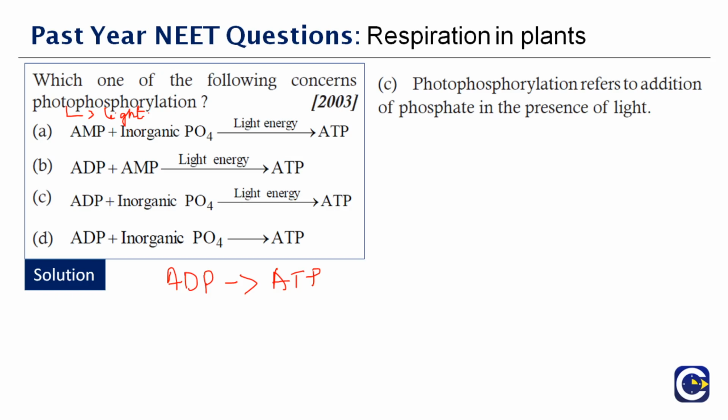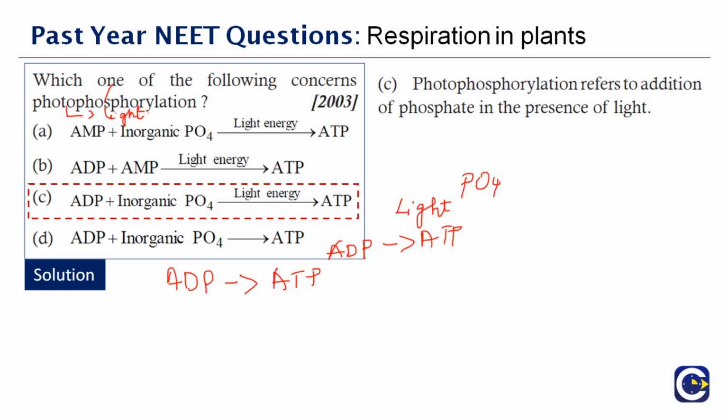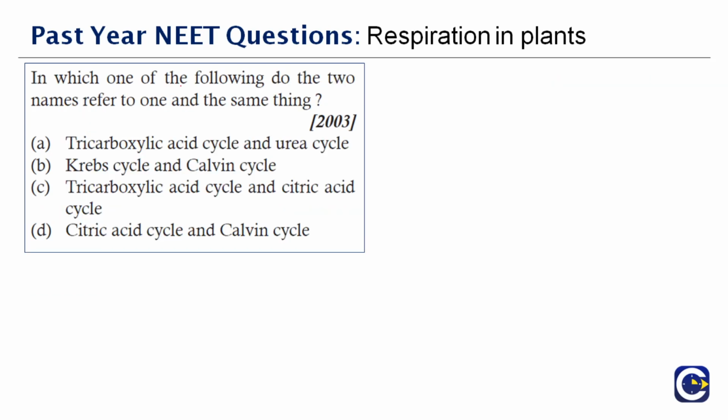So, look at option A. AMP plus inorganic phosphate gives you ATP. That is also happening in the presence of light, but we all know it is ADP. Therefore, option C is the right answer. ADP plus inorganic phosphate gives you ATP. The correct answer is option C, because we just now saw that conversion of ADP to ATP requires light, and phosphorylation is addition of phosphate. So option C correctly tells you it is ADP plus inorganic phosphate in the presence of light gives you ATP. Okay, next question here.